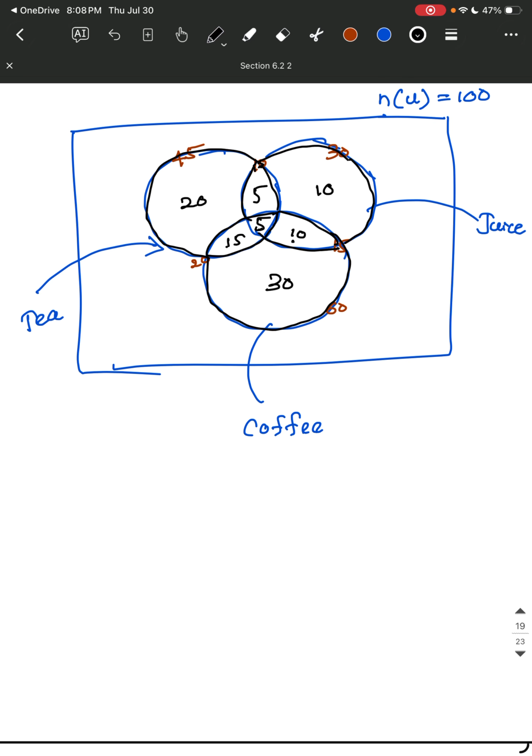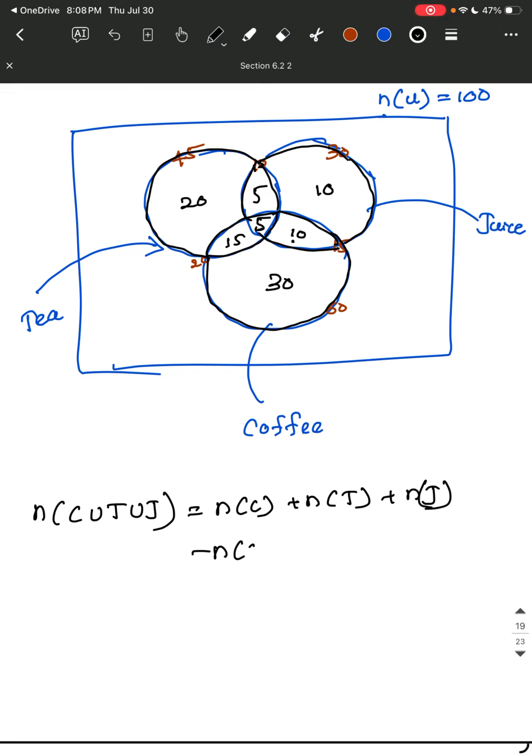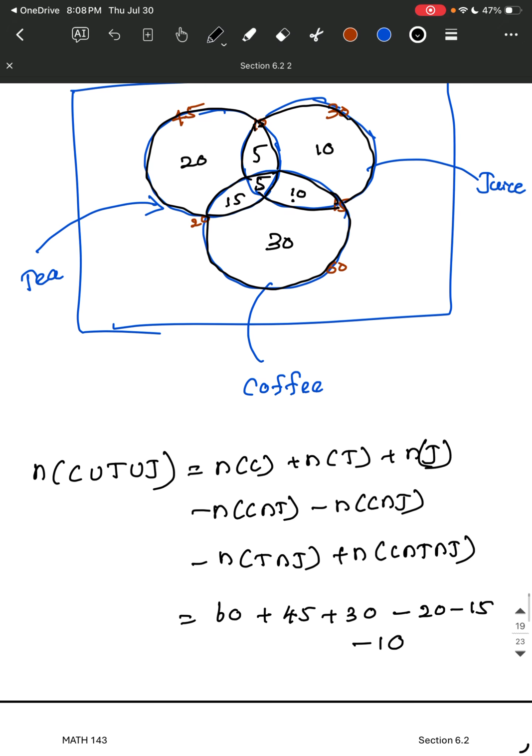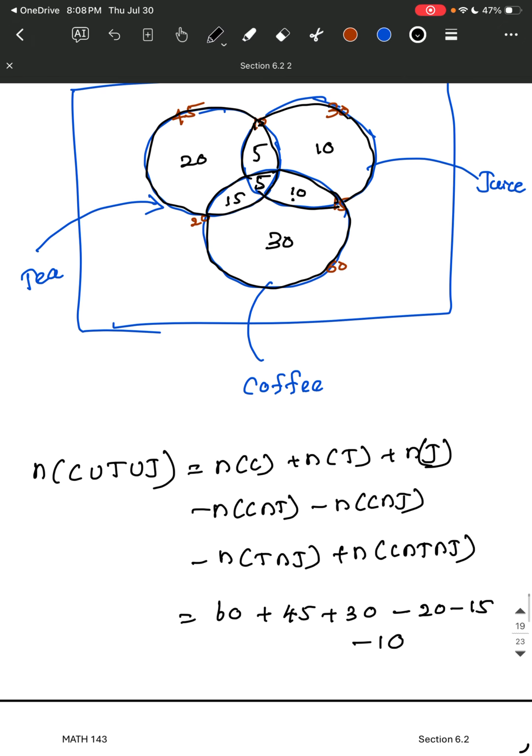Okay, that is the number of persons who like coffee union tea union juice, that is NC plus NT plus NJ minus NC intersection T minus NC intersection J minus NT intersection J plus NC intersection T intersection J. So 60 plus 45 plus 30 minus 20 minus 15 minus 10 plus 10 equals how much? 95.